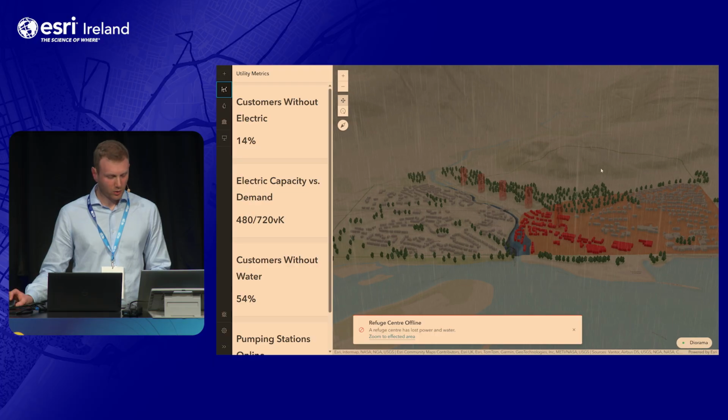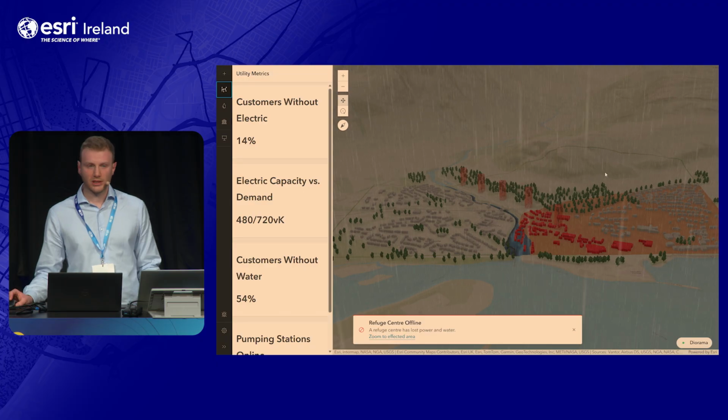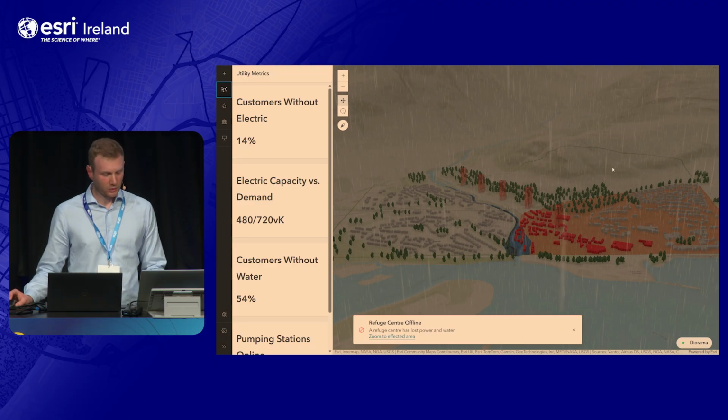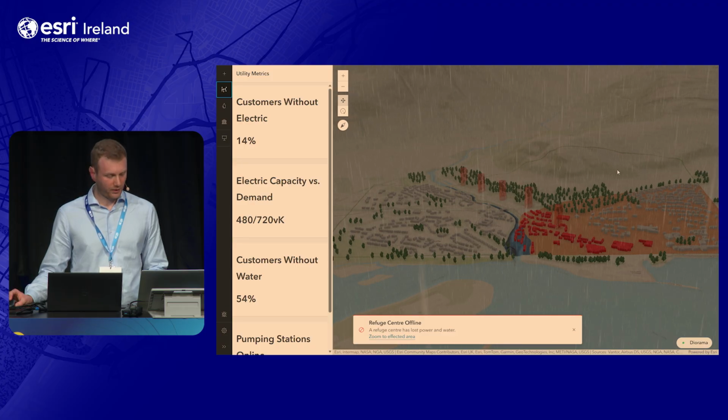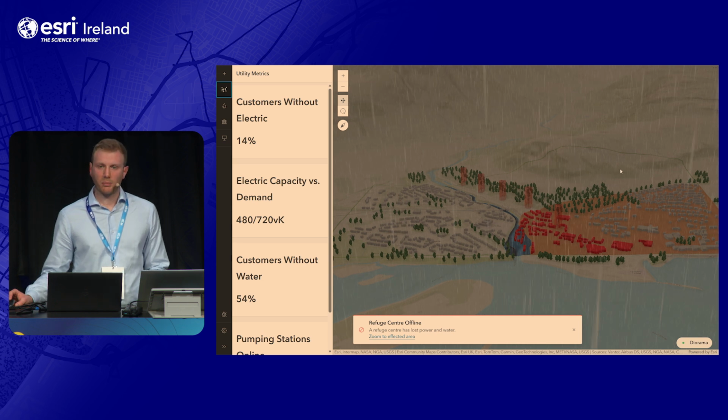The notification on the screen at the moment lets me know that one of the town's emergency centres has gone offline, so it no longer has power or water. Emergency centres have been set up by the local council to provide shelter, amenities, and information for those in need. There's two of these, one on each side of the river.